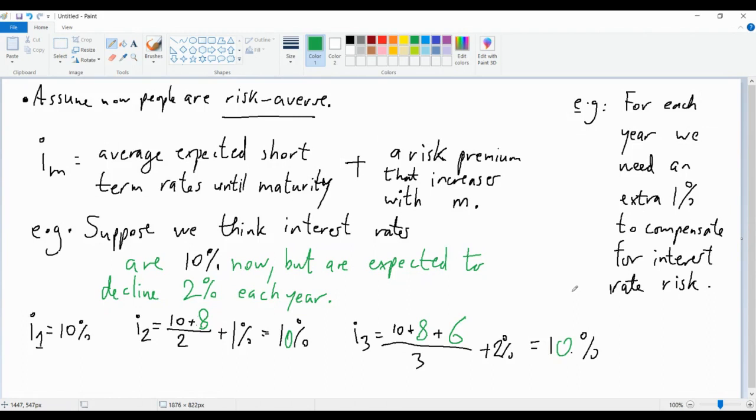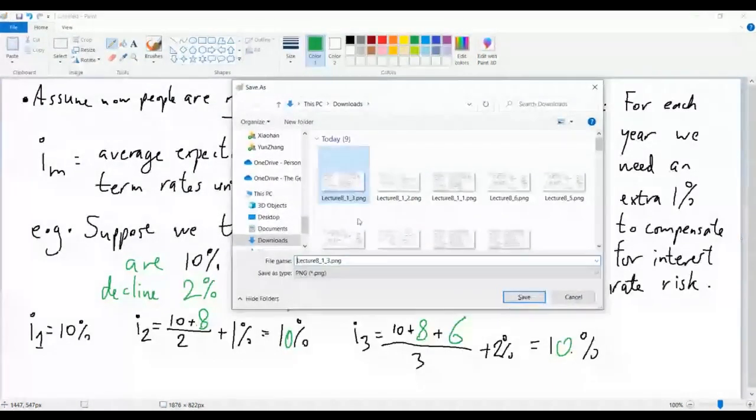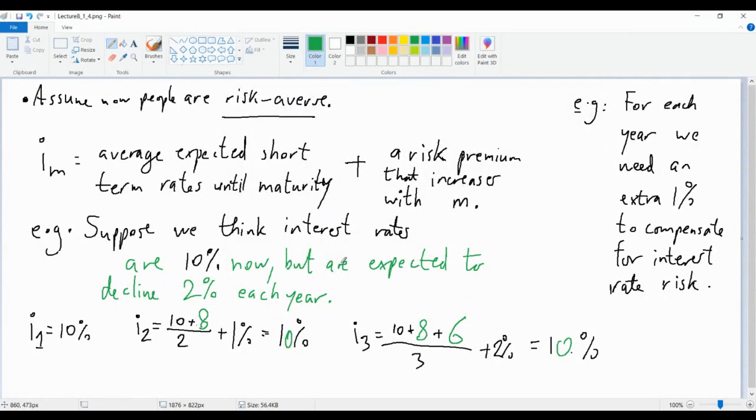So adding this risk premium means that now we can explain why yield curves usually slope up. It's because of the risk premium, but they don't always, because if interest rates are expected to decline very steeply, that might make it invert. Any questions, comments, doubts? No. Great. So now with this addition, we're able to explain what yield curves do in general and why they have the shape that they do.